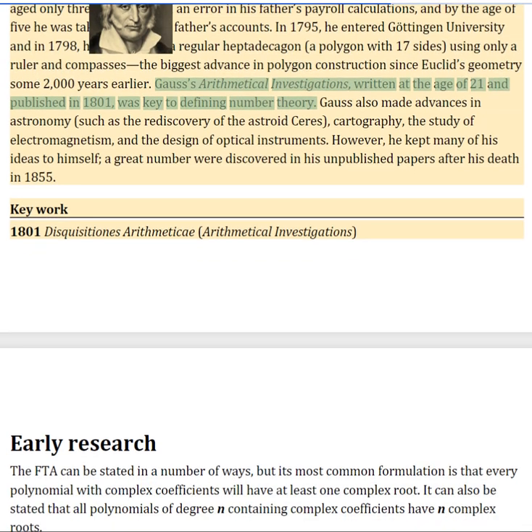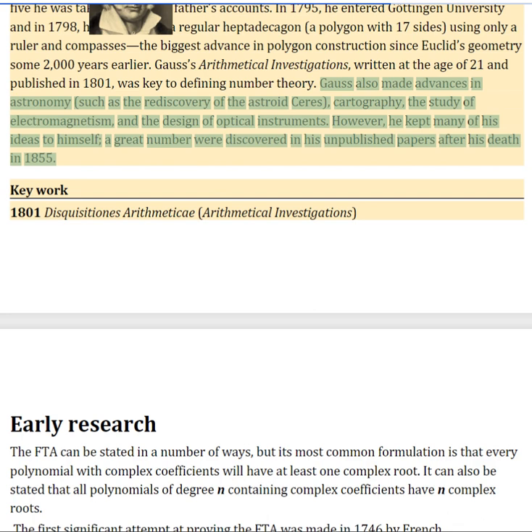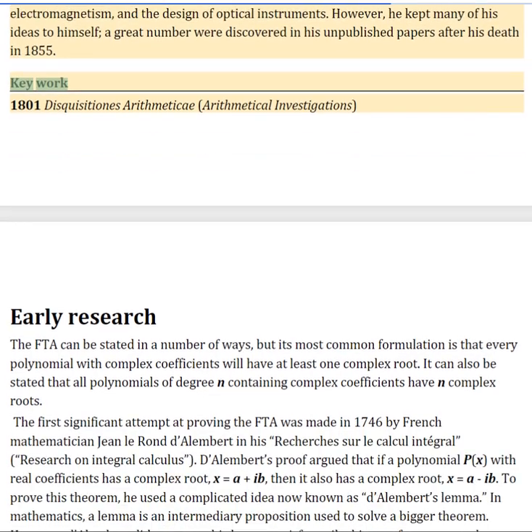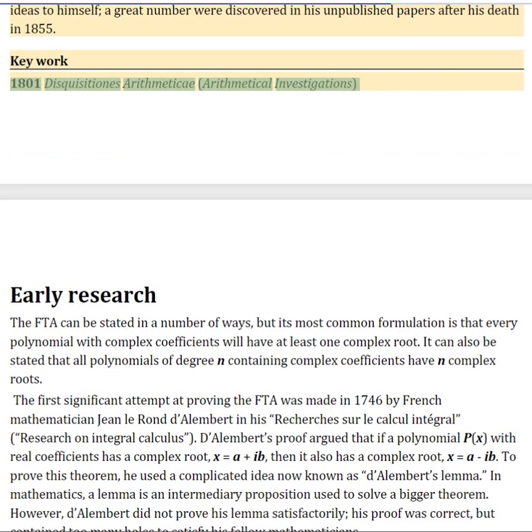Gauss's Arithmetical Investigations, written at the age of 21 and published in 1801, was key to defining number theory. Gauss also made advances in astronomy, cartography, the study of electromagnetism, and the design of optical instruments. However, he kept many of his ideas to himself. A great number were discovered in his unpublished papers after his death in 1855. Key work: 1801, Disquisitiones Arithmeticae.